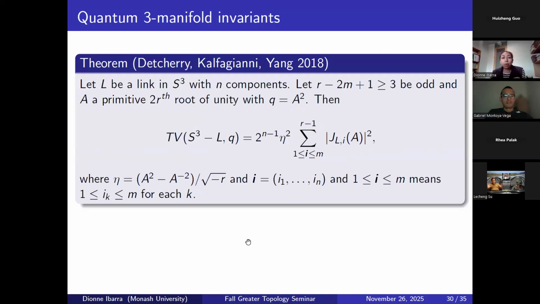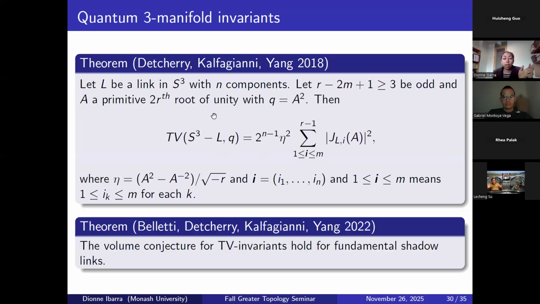So I'm just going to summarize some other things. For example, Detcherry, Kalfagianni, and Yang showed a relationship between the Turaev-Viro invariants of link complements and the colored Jones polynomial. So that's shown here, how they're related. They also, the same authors plus Belletti, proved this volume conjecture for fundamental shadow links.